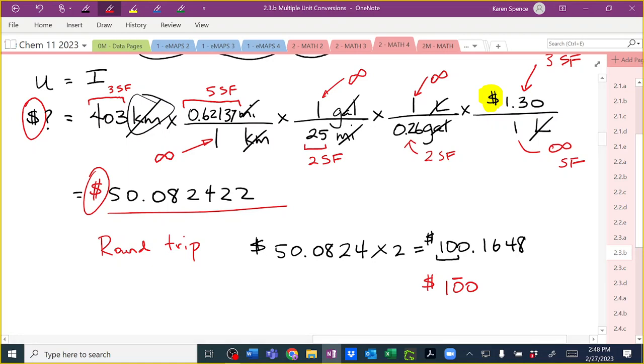Now, this is a pretty silly thing to have sig figs for, because if I was actually charging the students for the trip and I was working the cost in, let's say there were 5 students on the trip, each of them would pay $20, and I'd just be like, good enough, close enough, whatever, right? But just to practice sig figs, that's what you would end up with. Okay.